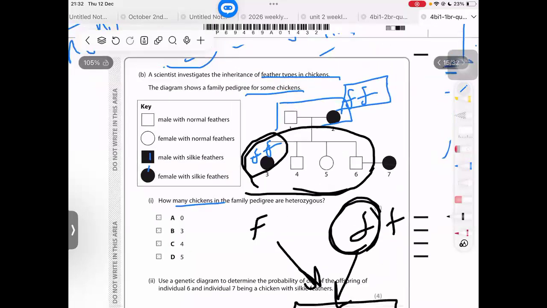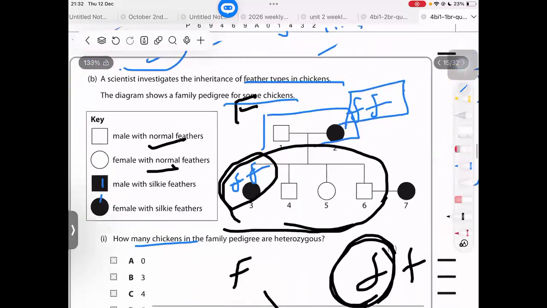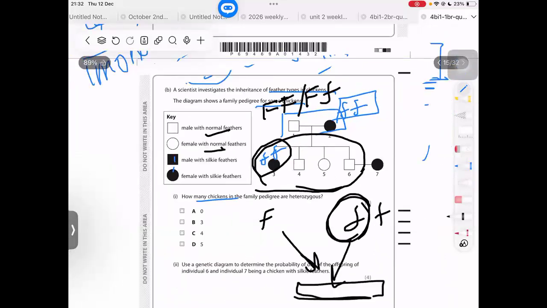Definitely, this father should contain a capital F. Why is that? Because he has normal feathers. But we have an issue. Is it capital F, capital F, or capital F, simple f? That is the issue we have. It's easy to solve. This is simple f.